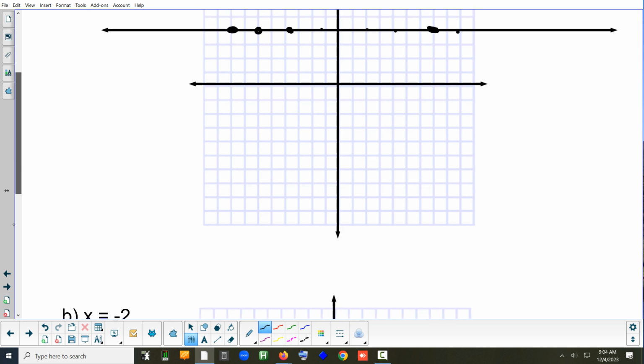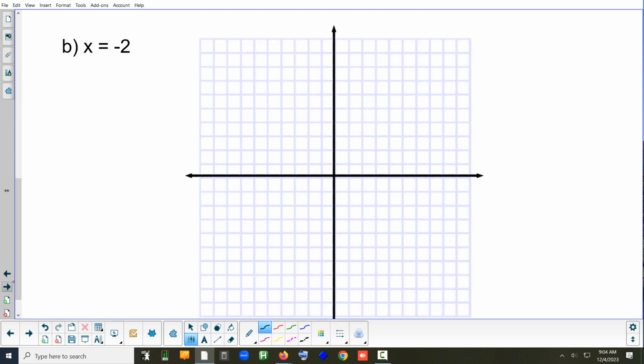Okay, let's look at 1B. Is this a regular case or special case? Special. Yep, what makes this one a special case? It's missing the Y. Yep, it only has 1 letter. So that means it's either going to be horizontal or vertical.